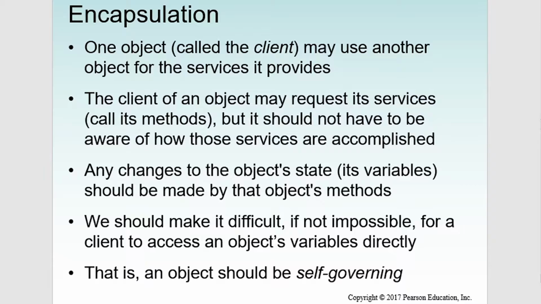One object, called the client, may use another object for its services it provides. The client of the object may request its services, called its methods, but it should not have to be aware of how those services are accomplished. Any changes to the object state, its variables, should be made by the object's methods. We should make it difficult, if not impossible, for a client to access the object's variables directly. That is, an object should be self-governing.